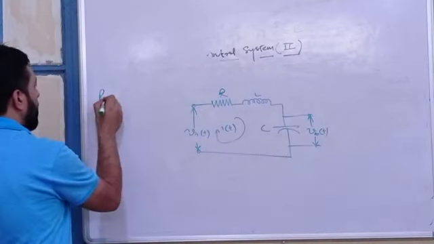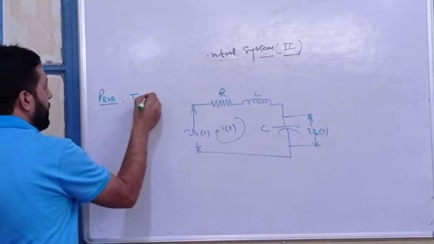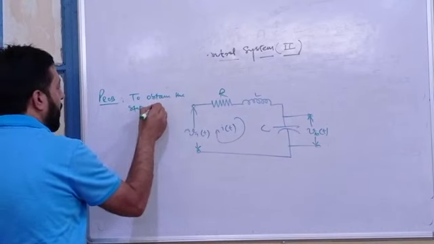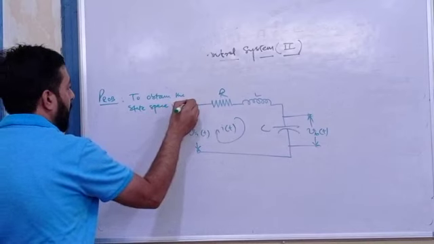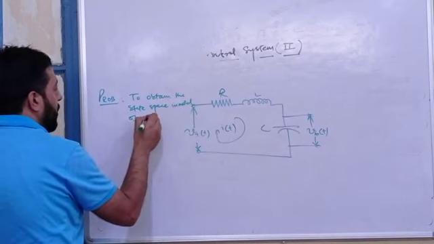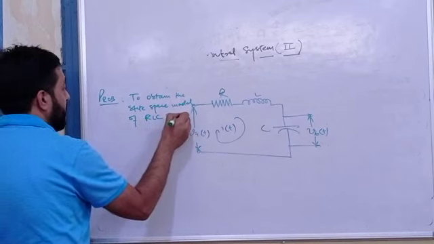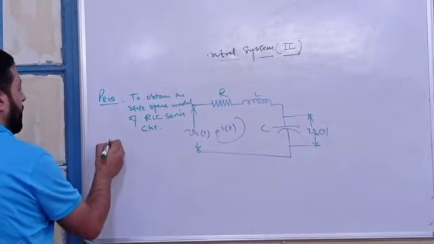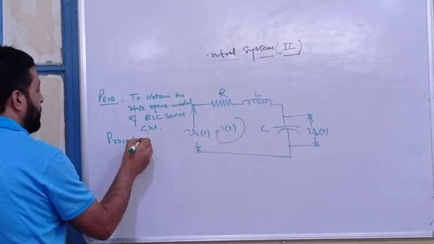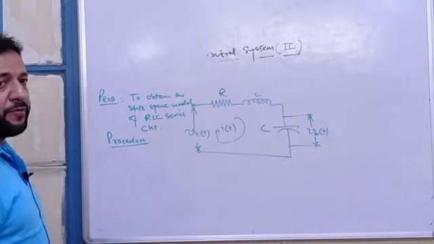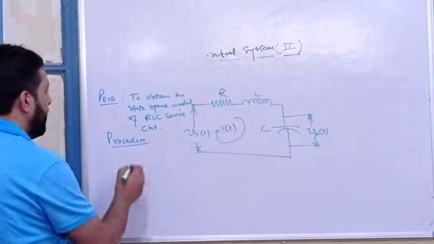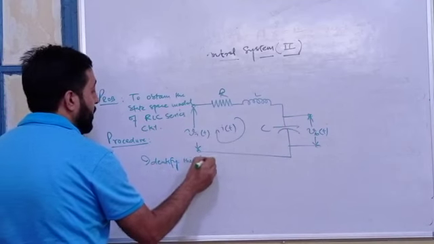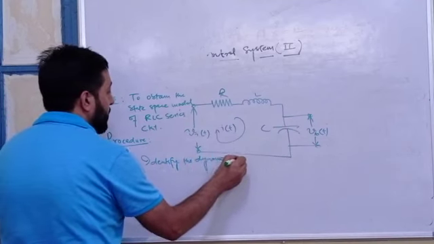So the problem is to obtain the state space model of RLC series circuit, है ना? What is the procedure? Simple, very simple. You have to identify the dynamic variables in the system.